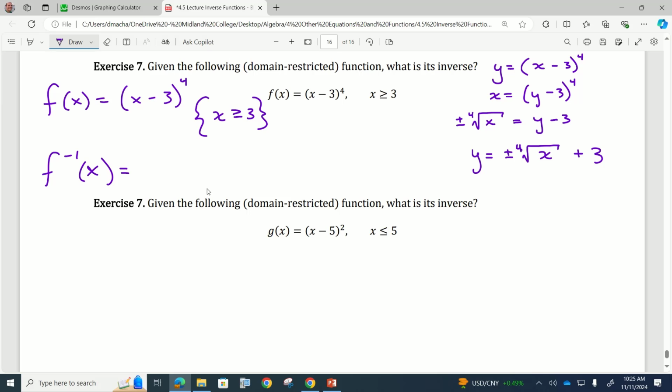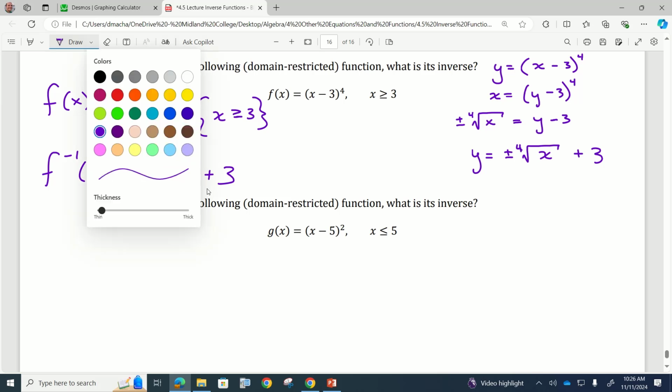Whenever I write this down, though, I'm thinking to myself, the range of my inverse function should be the domain of my original function. My original function has the domain x greater than or equal to 3. So should I choose the positive or the negative 4th root? The positive one. I choose the positive 4th root of x because I want the range of my inverse to match the domain of my original function.